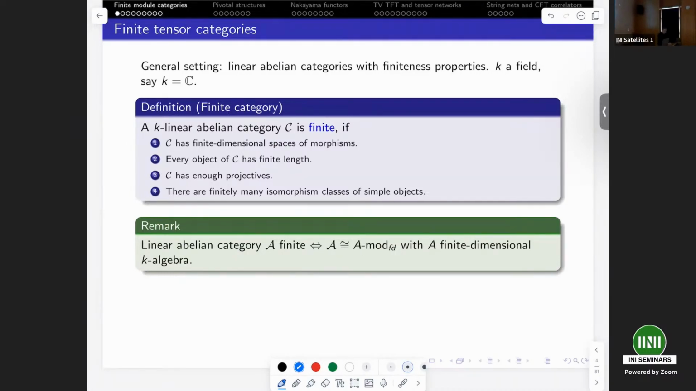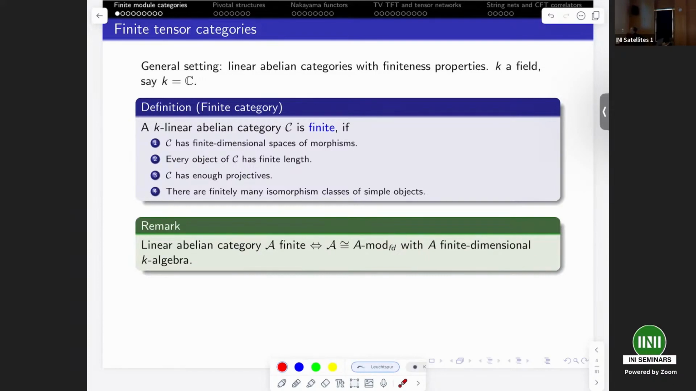So I'm always working over a field, and the structures are interesting and relevant already if you take as the field the complex numbers. I'm working with categories which have finiteness properties. This will ensure the existence of certain things, and the categories I have in mind are linear abelian categories. A finite category will be a linear abelian category that is equivalent to finite dimensional modules over some finite dimensional algebra.